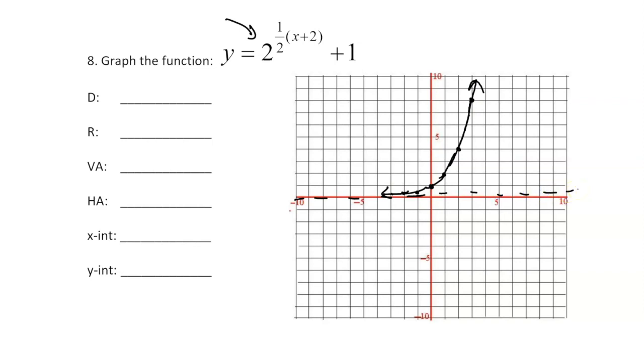Now, what transformations are happening here? We have a horizontal expansion by a factor of 2, and we're going 2 to the left and 1 up. So let's horizontally expand it by a factor of 2. So let's double our x values. And then based off of that, let's go 2 to the left and 1 up.